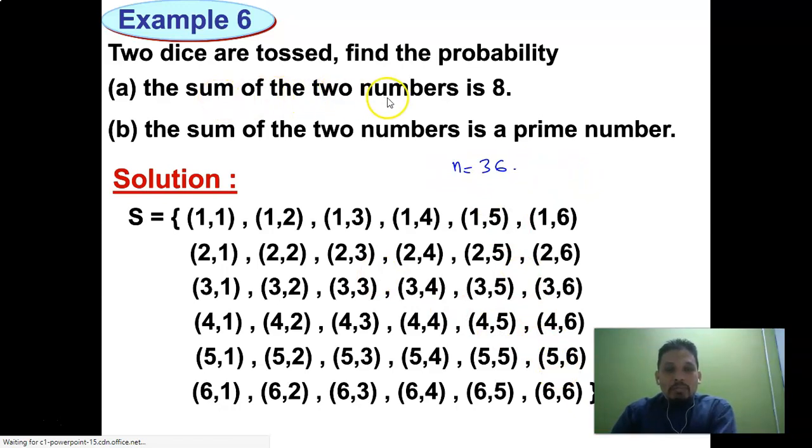So the sum of two numbers is 8. Okay. Sum of two numbers equal to 8. 2 plus 6 equal to 8. 3 plus 5 equal to 8. 4 plus 4 equal to 8. 5 plus 3 equal to 8. And 6 plus 2 equal to 8. Okay. And the sum of two numbers is a prime number. So prime numbers are numbers that can be divided by 1 or itself.